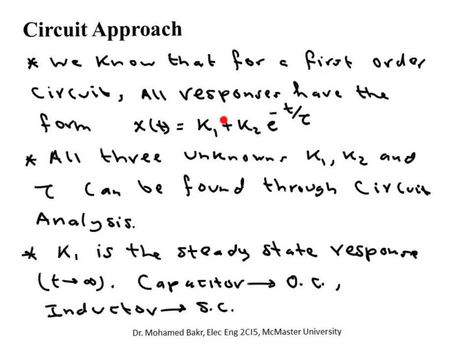K1 is the steady state response. Simply take the limit as t goes to infinity. We allow the circuit to be in its setting for a long time. So x of infinity will be K1.